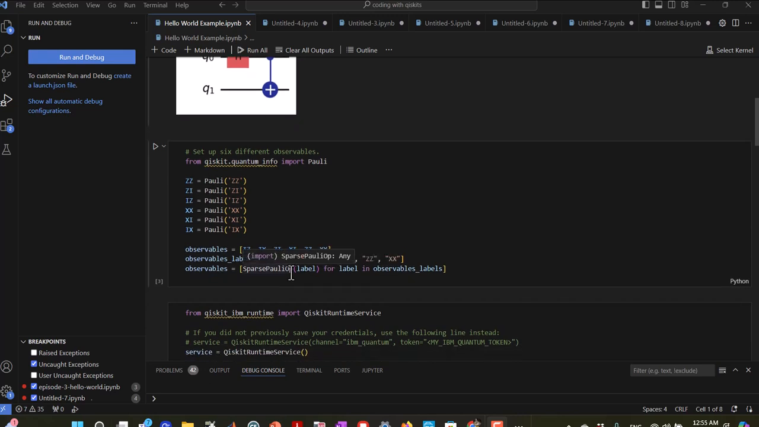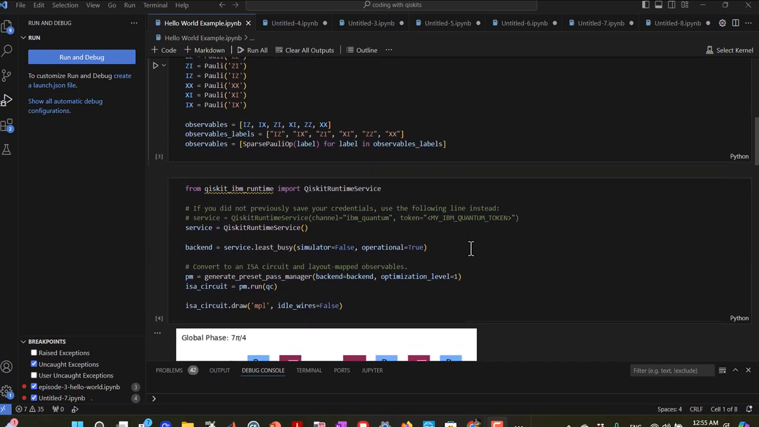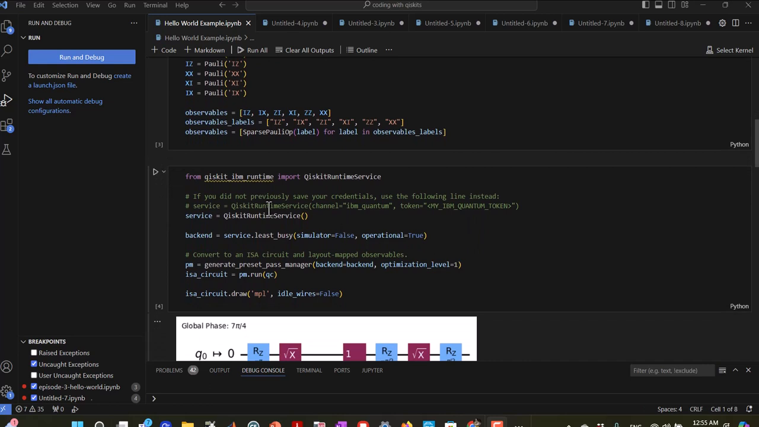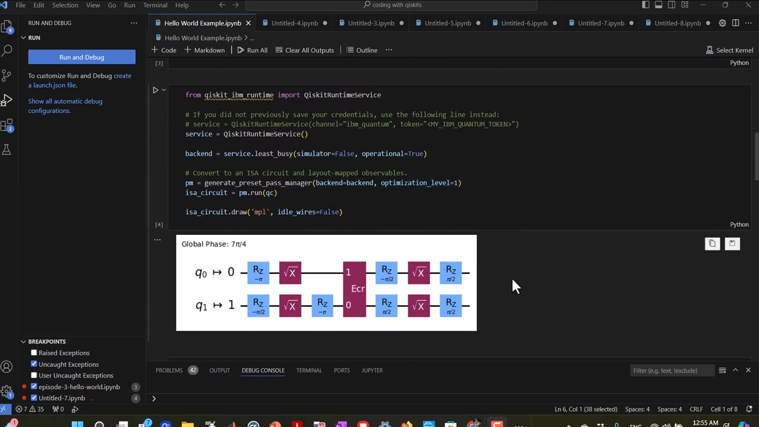The sparse Pauli, I'm not entirely sure what that does. It's something more efficient. I don't know what that is really. And then I set this up to run on my quantum computer. And when I do that, it has to make this ISA circuit. When it makes the ISA circuit, it has to convert it to run on the hardware of that particular computer.